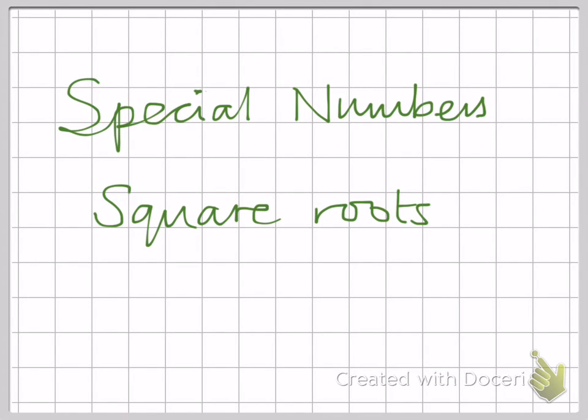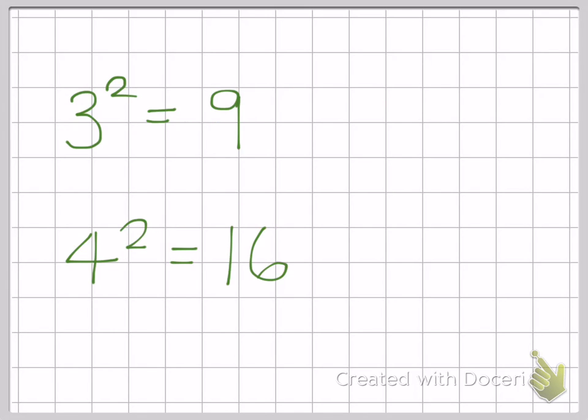Finding the square root is like the opposite of squaring a number. Have a look at these two examples. If we work out 3 squared, that's the same as 3 times 3, which gives us 9. The opposite of squaring a number is finding the square root, and for that we use a sign that looks a little bit like the bus stop sign, but it's got a tick at the beginning rather than a bracket.